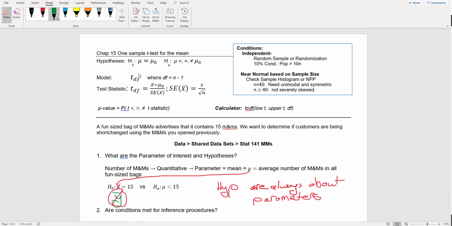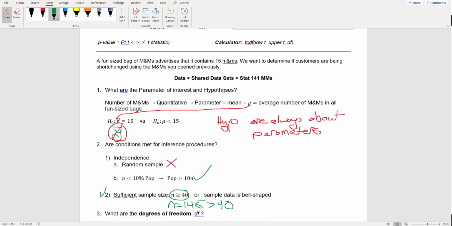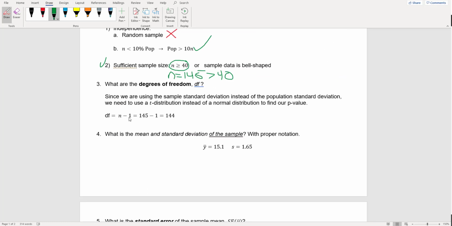Anytime we're working with means, once we check our assumptions, we can create a model. When we're working with means, we're always going to use a t-distribution. What's unique about t's is they need degrees of freedom, and we'll say our degrees of freedom for a one sample test is just going to be our sample size minus 1. So our degrees of freedom are n minus 1, or 145 minus 1, which is 144.